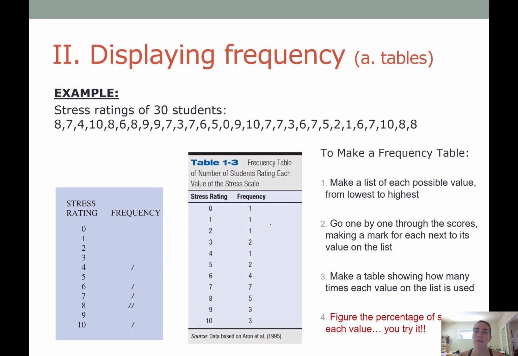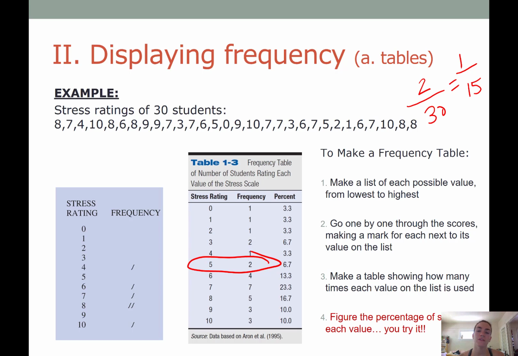The last step, which is optional, is to include a third column that is the percentage of scores for each value. You could try this on your own. You would want to figure out what percent of individuals, for example, has a score of 5. We can see that 2 people had a score of 5. What percent of our sample is 2 people? We have 30 people total, so 2 of them have a score of 5. 2 out of 30 is 1 over 15, and you could do that math in your calculator.